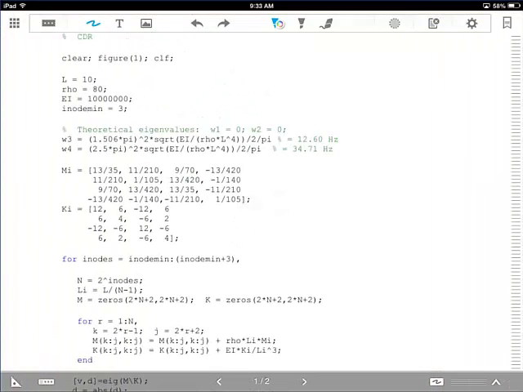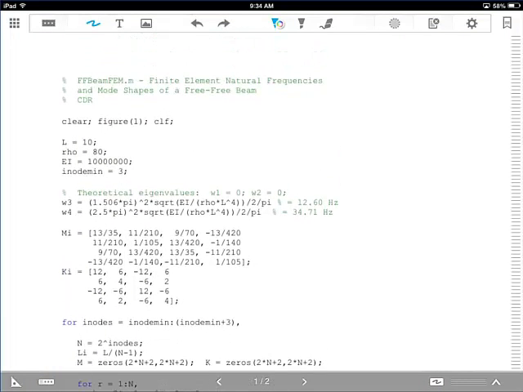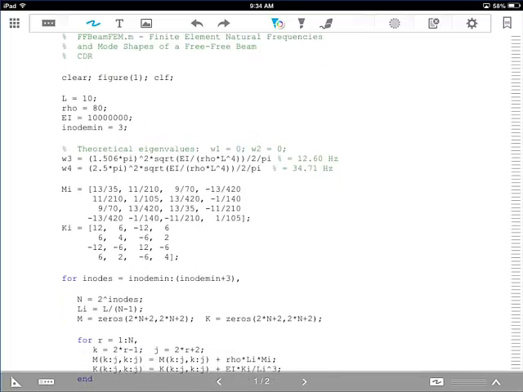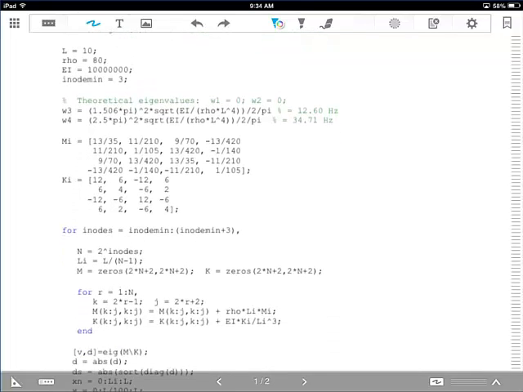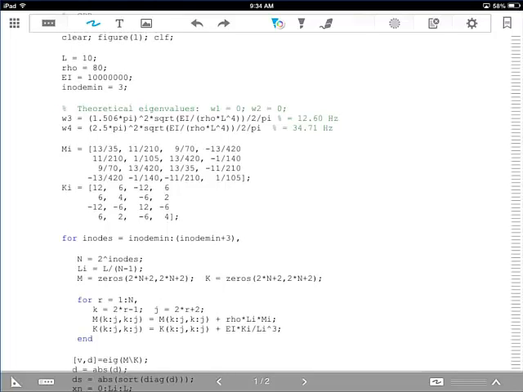Okay, so we have a certain length. It's a pretty long beam, 10 meters long, not a helicopter application. Certain mass per unit length and bending stiffness. And so we can get some theoretical eigenvalues from our book. Meirovitch says that for a free beam, the first 2 natural frequencies should be 0. The third is basically 12.6 hertz, and the fourth is 35 hertz or so.